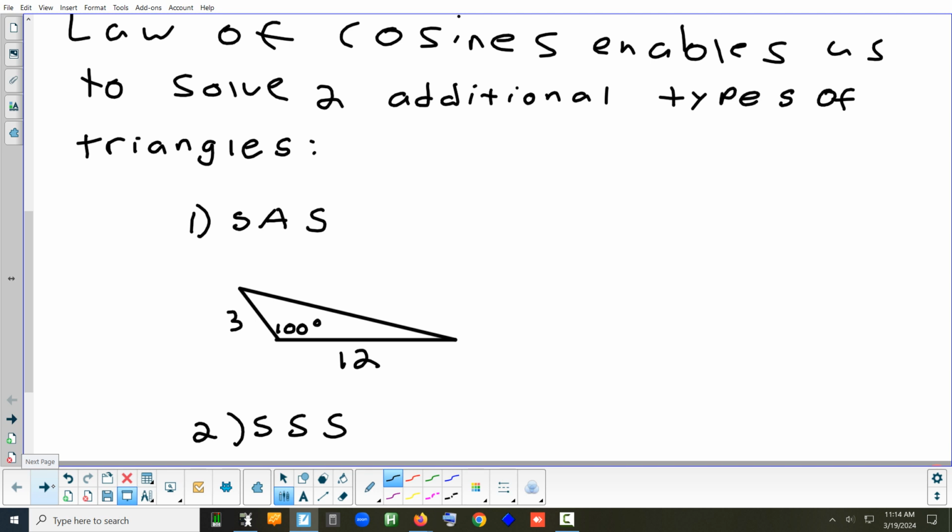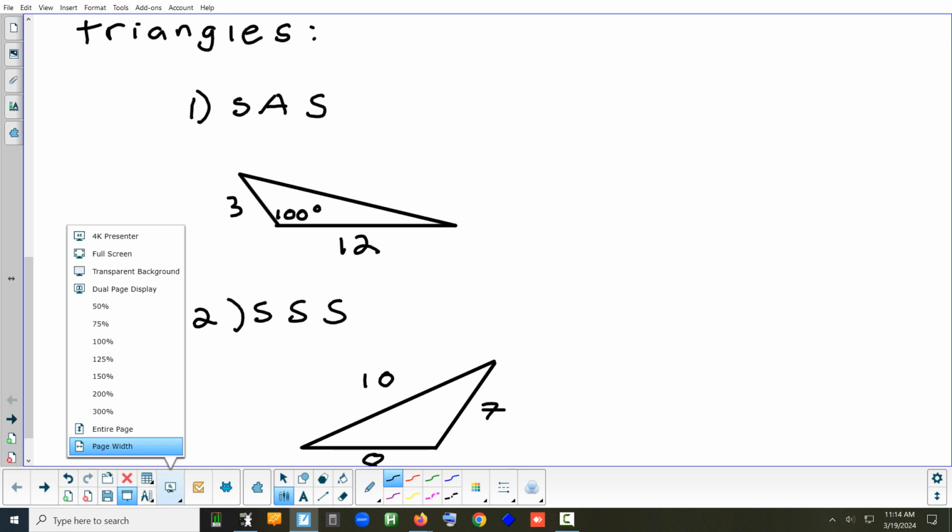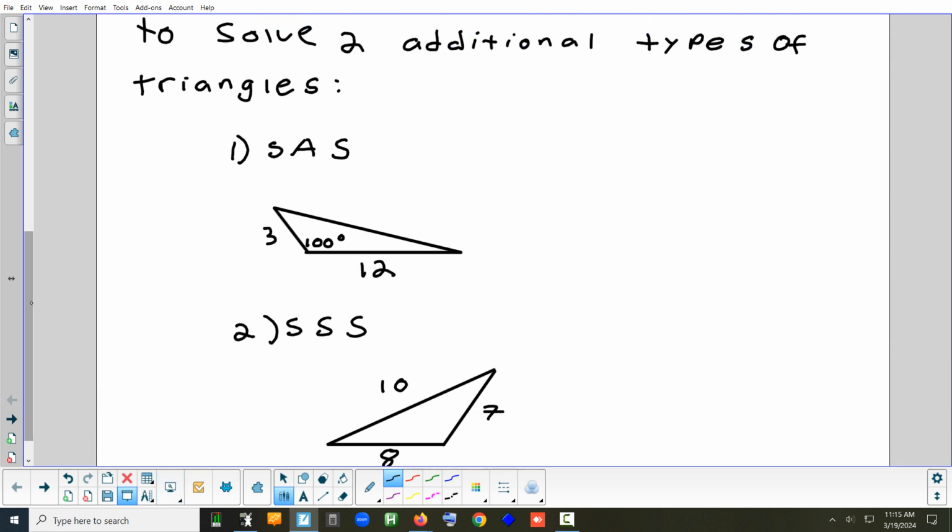So that's where law of cosines comes in. This is an example of a side, angle, side. SAS is just referring to the information you're given and the placement: two sides and an angle between them. When I say an angle between two sides, it's where the two sides meet, right between the two sides. And the other type is side, side, side, which is pretty obvious. You're given all the sides.